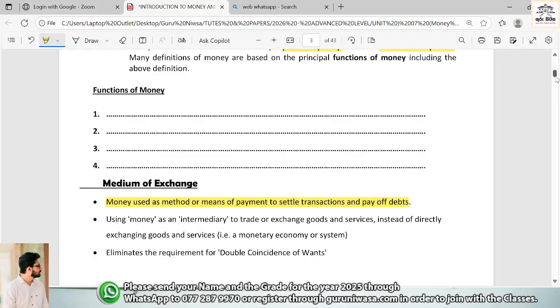Now if Sandil wants oranges, finding a farmer producing oranges is not enough to make a transaction. That person should be someone who is willing to buy paddy, who is willing to exchange oranges for paddy.